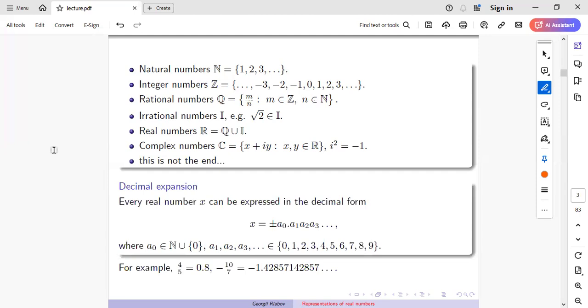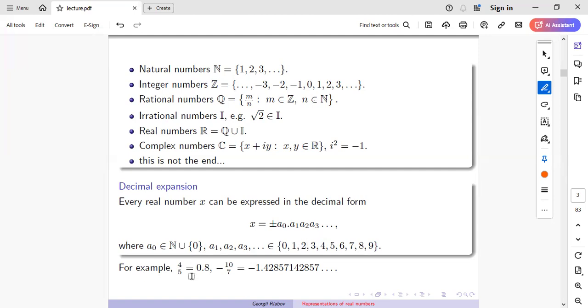So what Laplace meant by expressing all numbers by 10 symbols: you know that every real number can be expressed in the decimal form, which is plus or minus the integer part a0, and then the fractional part a1, a2, a3, where a1 is the number of tenths in x, a2 is the number of hundredths, a3 is the number of thousandths, and so on.